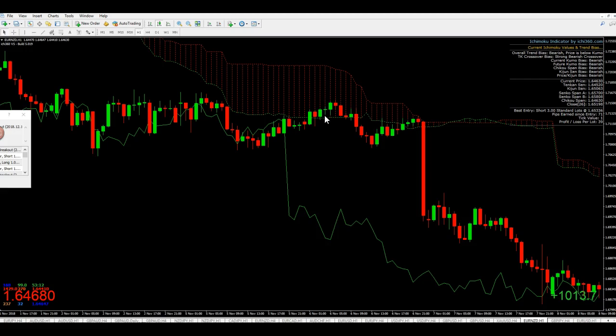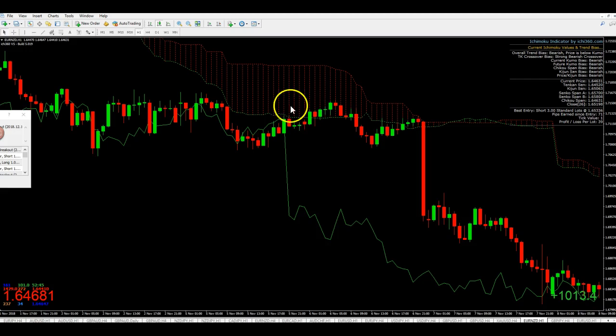Now, those of you who do not know much about the cloud, obviously I cannot teach every single thing here. If you belong to my trading community, from time to time you will hear me come up with tips and trading ideas that would help you become a better trader and be more successful in using the Ichimoku system.